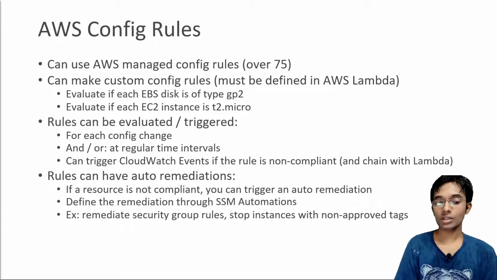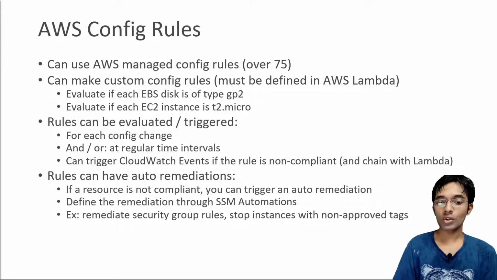Finally, rules can have something called an auto remediation. If a resource is not compliant, you can trigger an auto remediation, and that remediation has to be defined through an SSM automation. SSM automation has a lot of possibilities, including invoking Lambda functions. So it's possible for you to remediate non-compliant instances. For example, if an EC2 instance that is launched is not of type t2.micro, then automatically stop it or terminate it. Two more examples: you want to remediate security group rules.